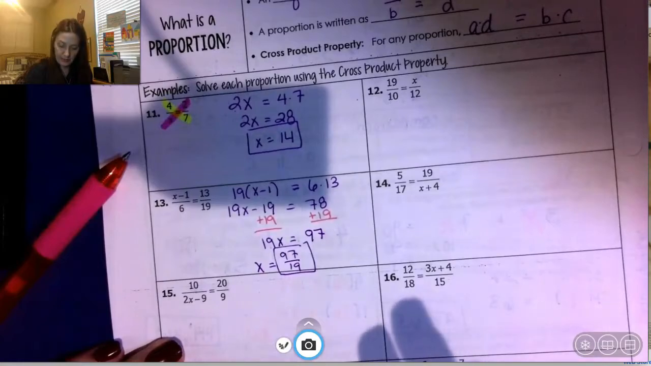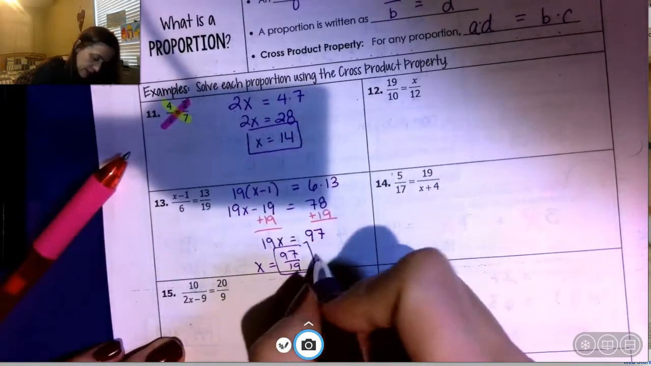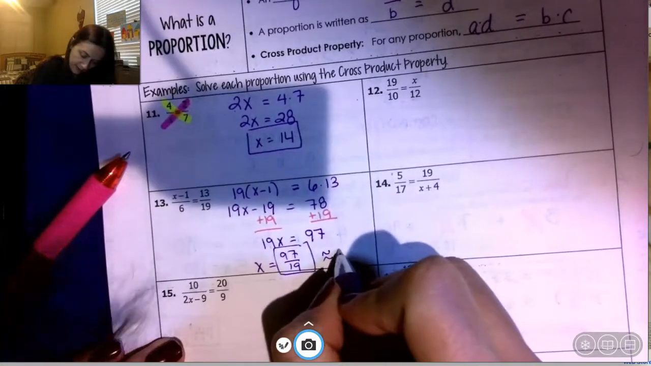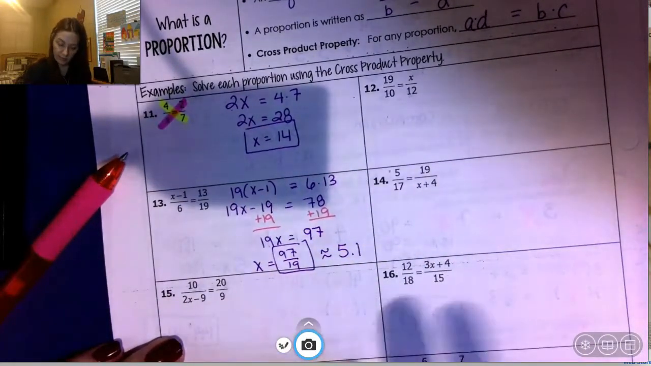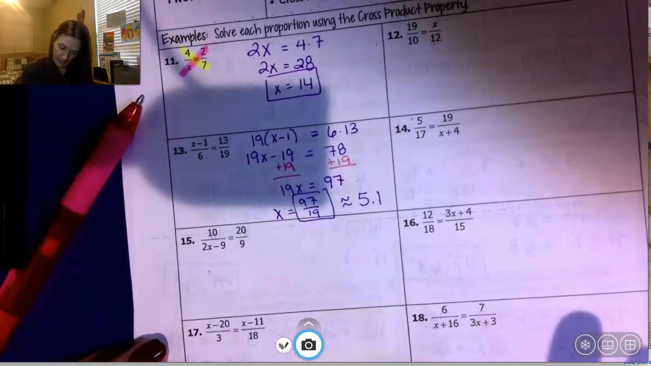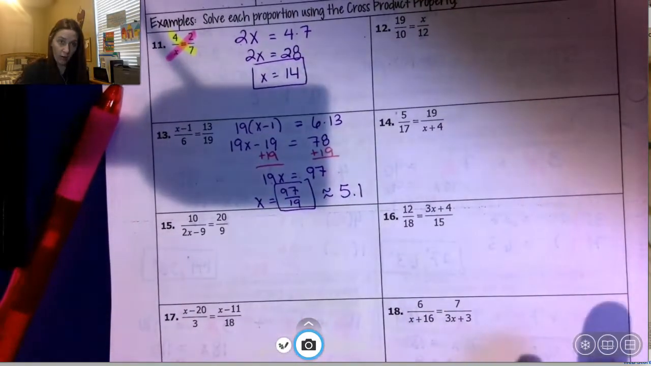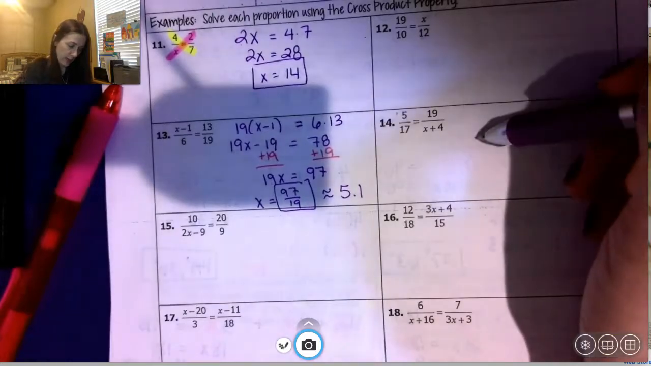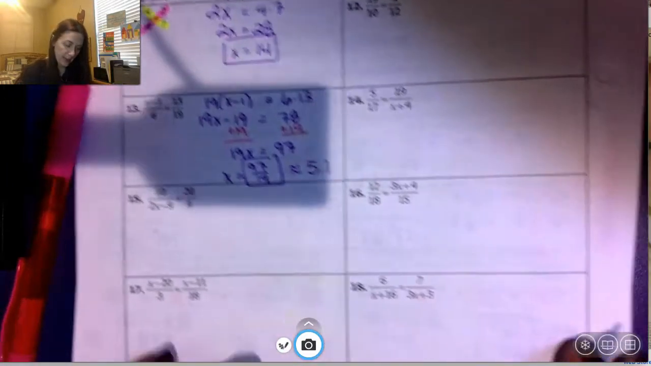You could also put a decimal answer, so if you plug this in your calculator, and it doesn't say, but usually you go to the 10th, so I'm going to say it's approximately 5.1. Either of those answers are justifiable. The next one I'm going to do, and I'm going to come back and give you the answers for all of them in just a moment. So if you want to try 14, 15, 16, 17, they are all really great practice.